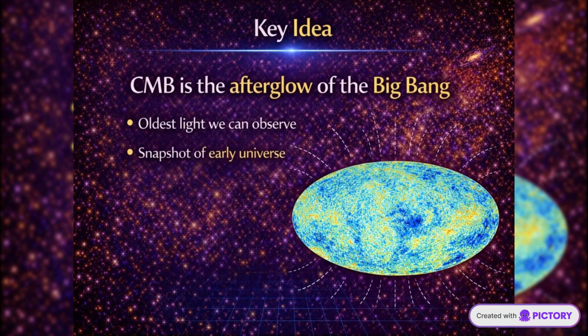The cosmic microwave background is relic radiation from the early universe. It is present everywhere in space and has a temperature of about 2.725 Kelvin. Originally, this radiation was much hotter, around 3000 Kelvin, and in the visible range. Due to cosmic expansion, it has been redshifted into the microwave region.